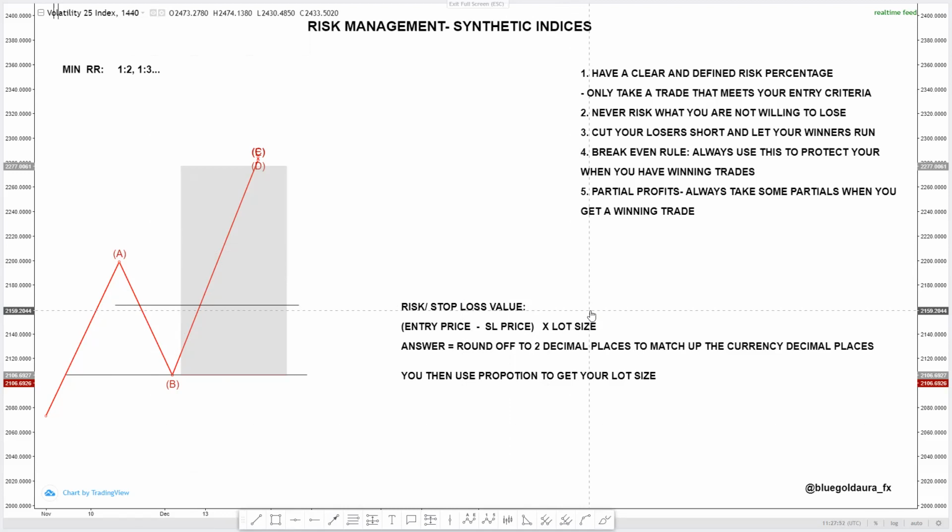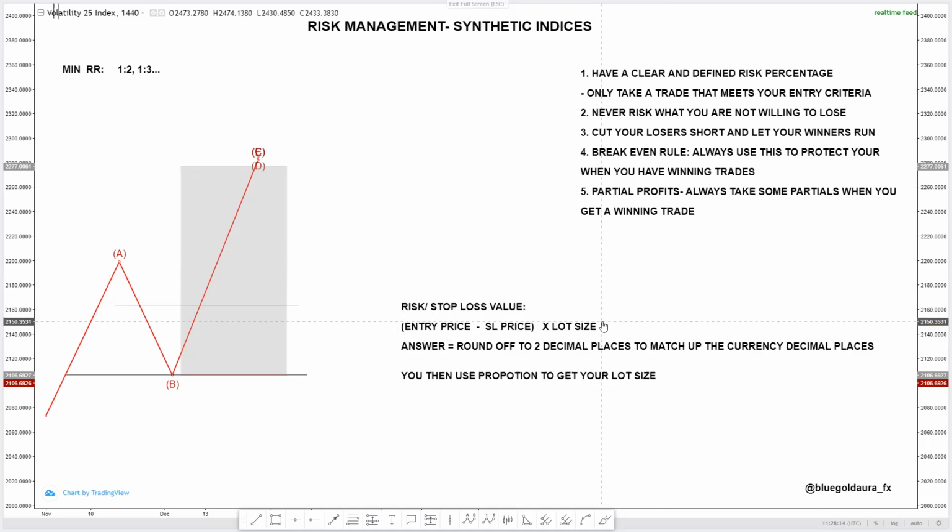This is very confusing when it comes to trading synthetic indices, and a lot of people don't even know what to do. So this is what you do, guys. It's entry price minus stop loss price, and then you multiply it by the lot size that you see, like the minimum lot size or whichever lot size that you see on your platform.